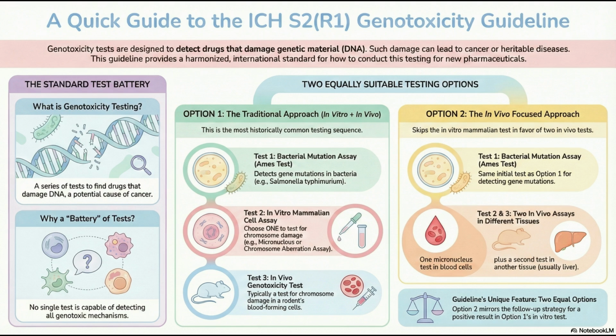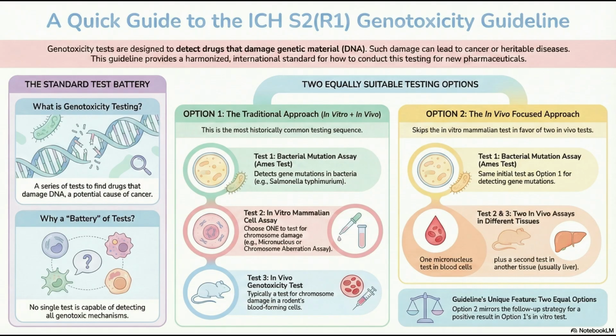Test 2 is an in vitro cytogenetic test for chromosomal damage. And you have options here. It could be the metaphase chromosome aberration test, the in vitro micronucleus test, or the mouse lymphoma tk gene mutation assay, also known as MLA. So they're interchangeable at that stage. They are. And test 3 for option 1.